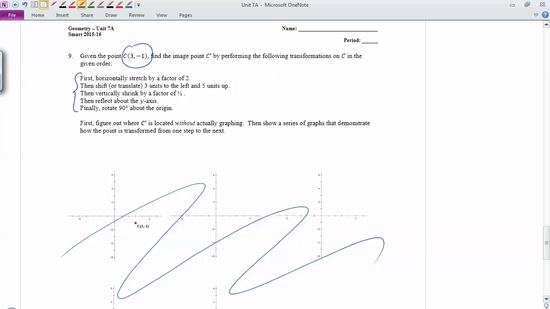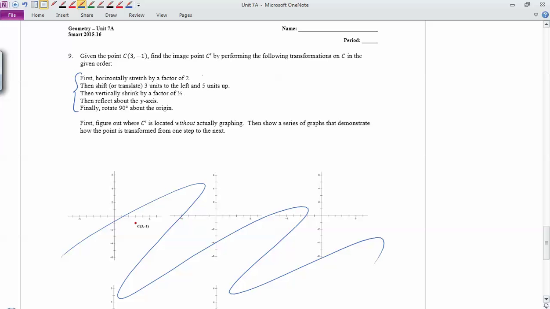And the idea is I'm going to take this point and then stretch it by 2, and then take that point and shift it 3 to the left and 5 up, and continue on, and it's sort of a chain reaction, and the goal is to figure out where the final point ends up being. So let's look at what these things do.